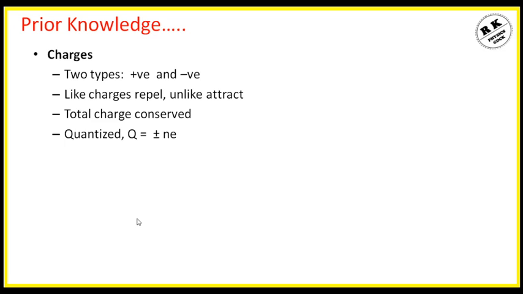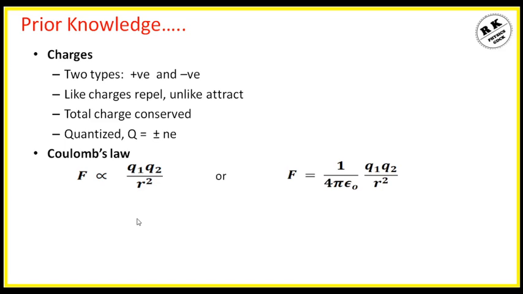The next property of electric charges is Coulomb's law. We know that the force acting between two charges is directly proportional to the product of their magnitudes and inversely proportional to the square of the distance between them. That is, F is proportional to Q1 Q2 by r squared. Or it can also be written as F is equal to 1 by 4 pi epsilon naught, Q1 Q2 by r squared. Here 1 by 4 pi epsilon naught is the proportionality constant.